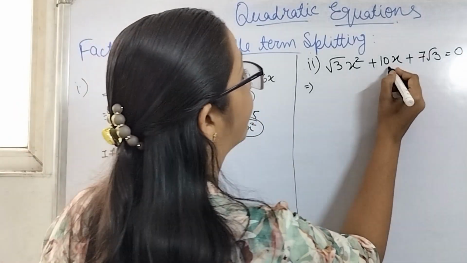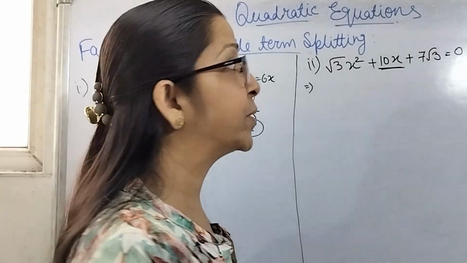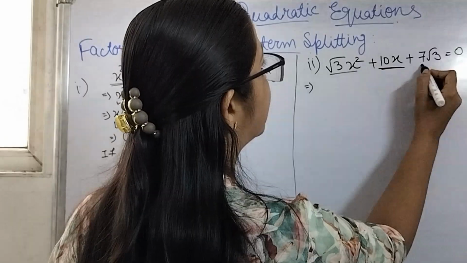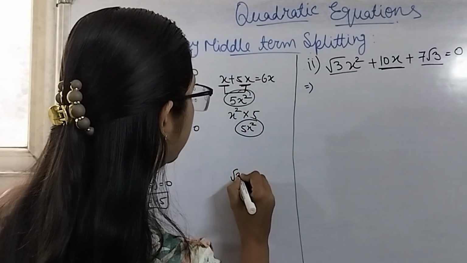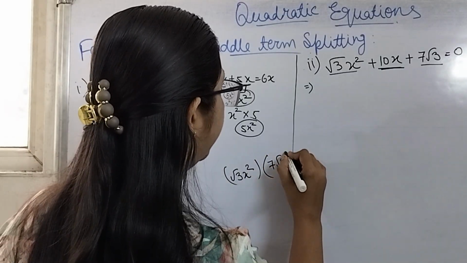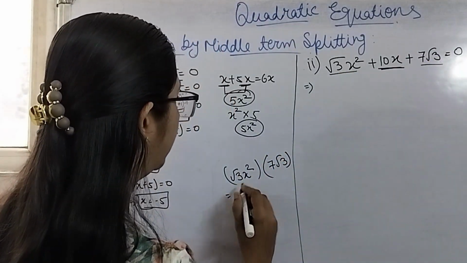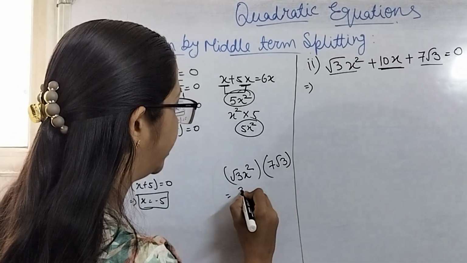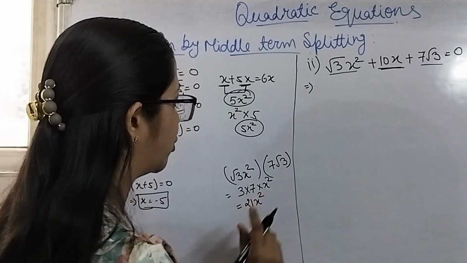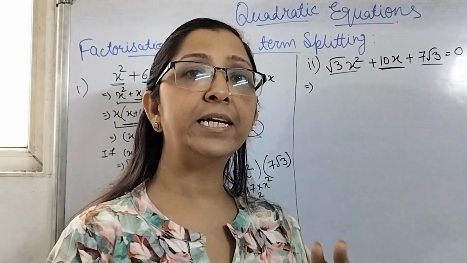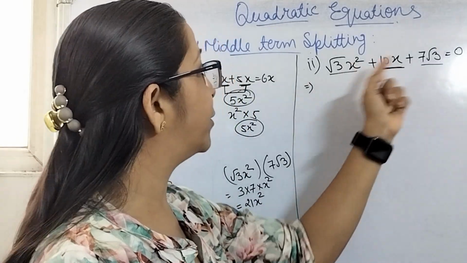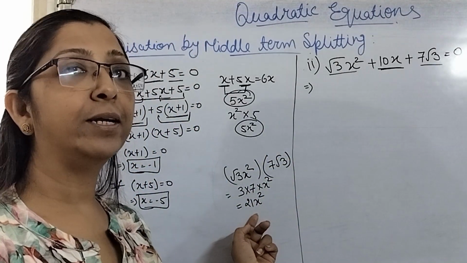Here we have to split this middle term into two parts such that the sum should be equal to 10x and the product should be equal to the product of these two terms. Here the first term is root 3 x square and the third term is 7 root 3. If we multiply these two, root 3 multiplied by root 3 will be 3, into 7 into x square, that is 21x square. That means we have to split 10x into two parts such that the sum of these two parts should be equal to 10x and the product should be equal to 21x square.